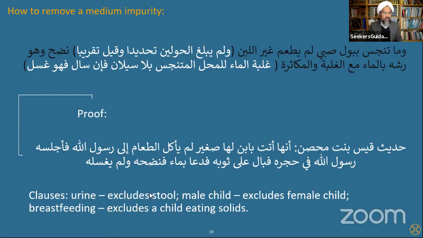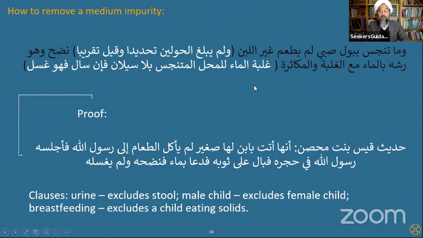وَمَا تَنَجَّسَ. I had put here a medium impurity. I should rectify this inshallah before posting it. It is how to remove a light impurity. So we're first moving across the spectrum from a heavy impurity to a light impurity. This part of the text deals with a light impurity. So how to remove a light impurity?